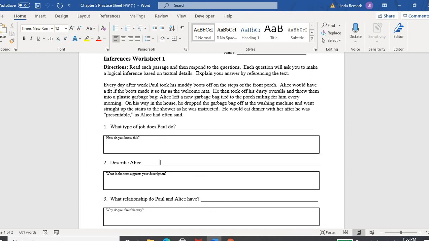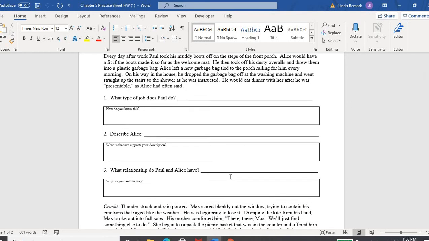Describe Alice. I would say that she's a neat freak. That's my inference. How would I support that? Well, she leaves garbage bags tied outside so that he does not come inside dirty, and he's not allowed to come to dinner until he is clean. What relationship do they have? I would infer that this is either a mother-son situation or a husband-wife situation. I could really see evidence of both, and that's why I'm saying there's not necessarily a clear-cut right answer. The key is backing it up. Whatever you put right here, just make sure you back it up.